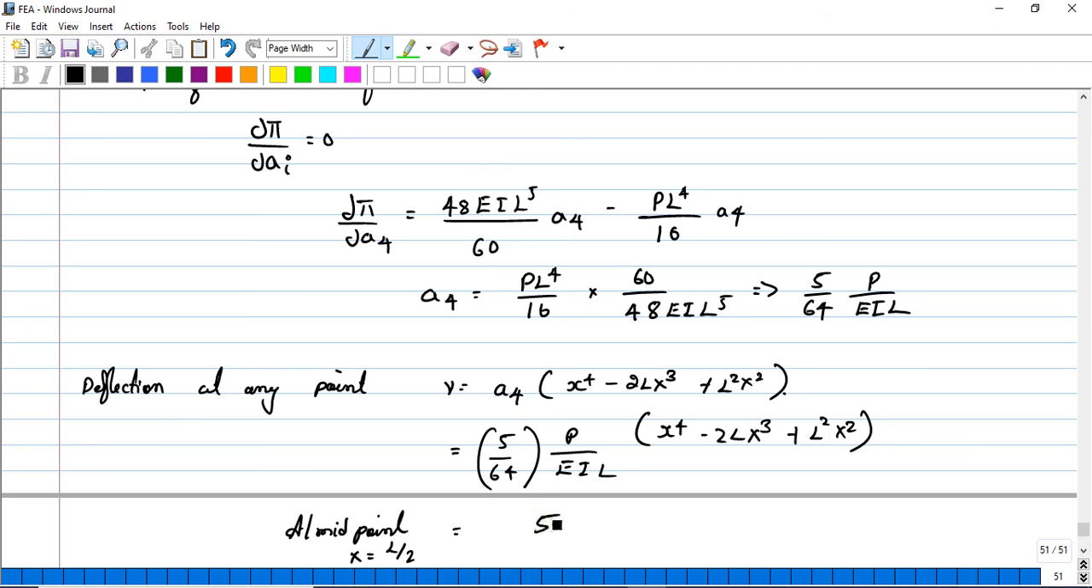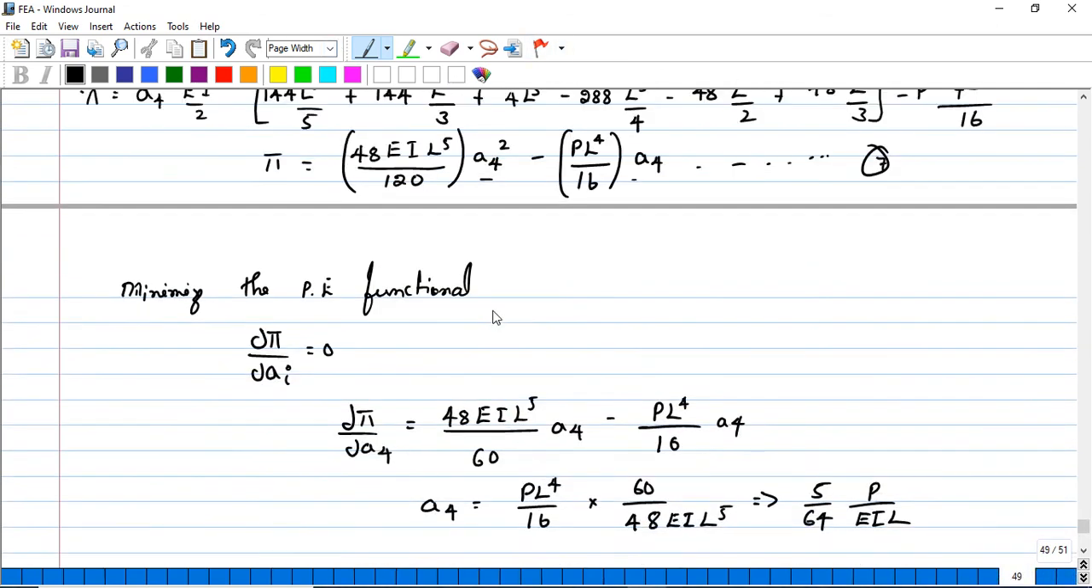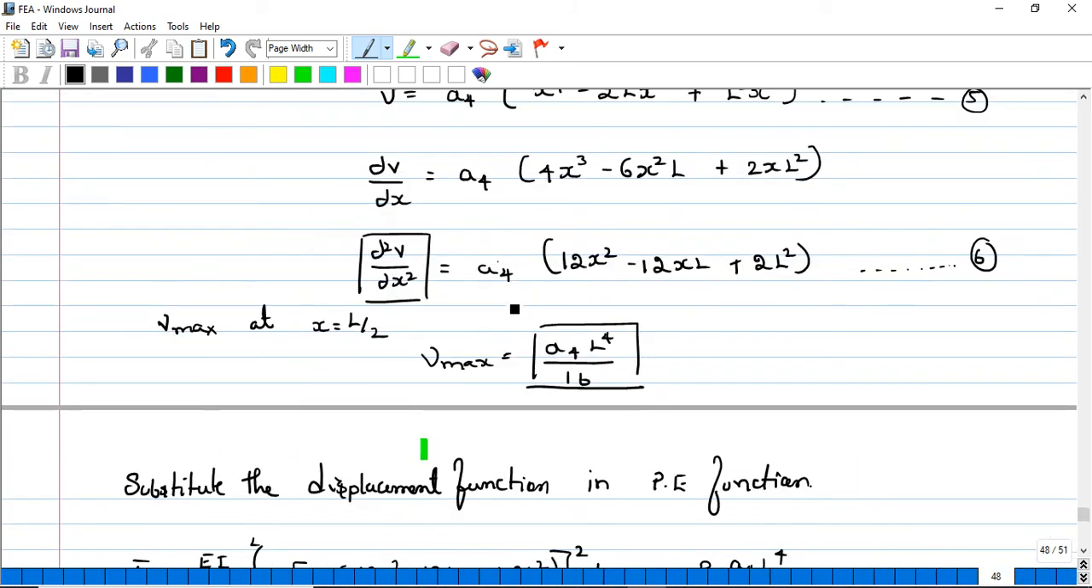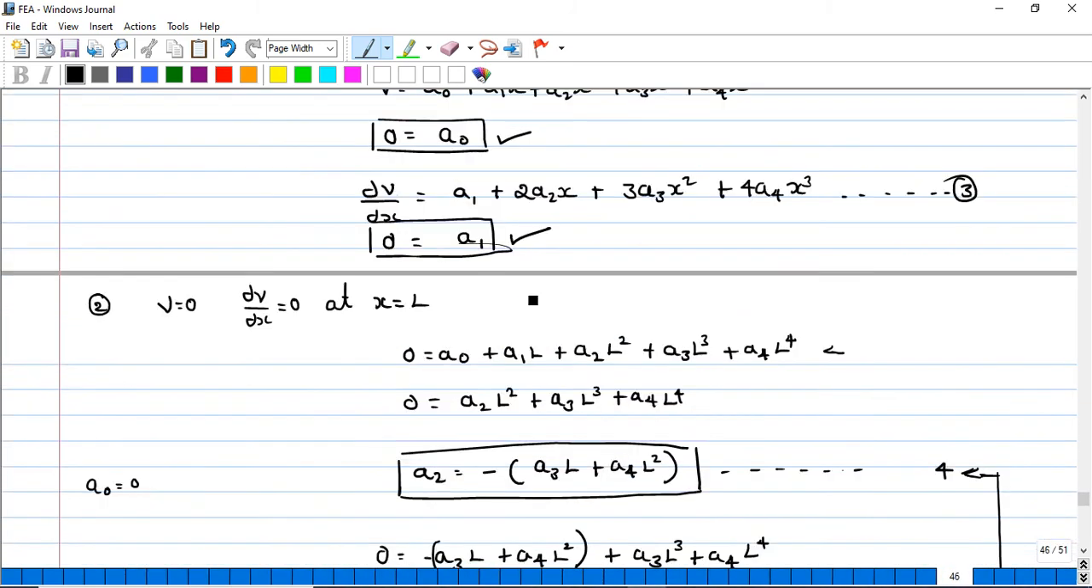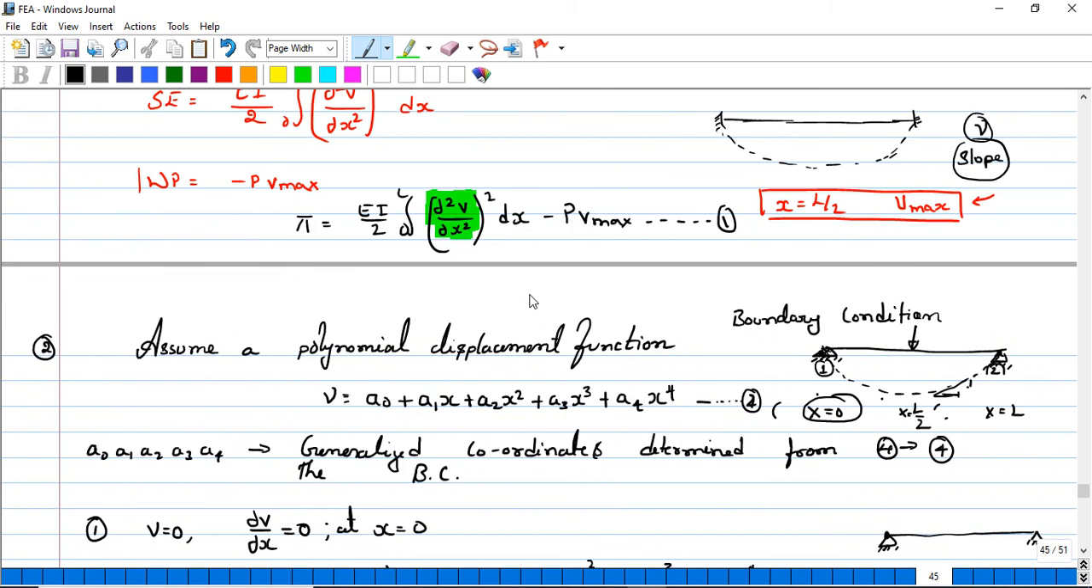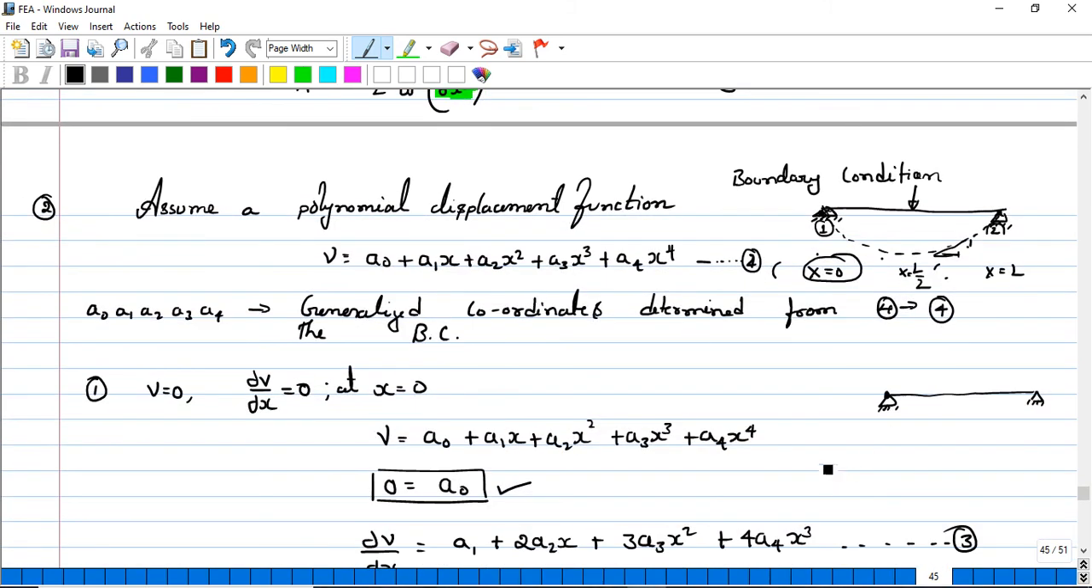V is equal to 5 divided by 1024 PL cube by EI. Okay, you need to substitute x as L by 2. So kindly cross check this final equation which I have written. So this is the deflection at midpoint. So this is the complete solution for a given beam. At the center there is a point load P. Okay, so let me stop here.